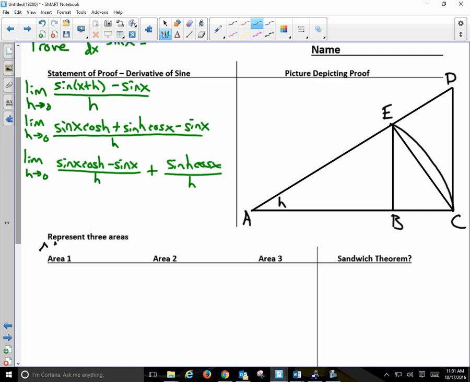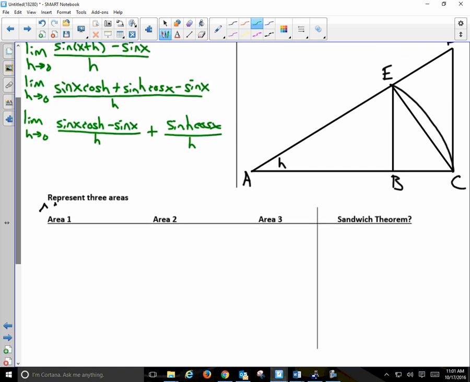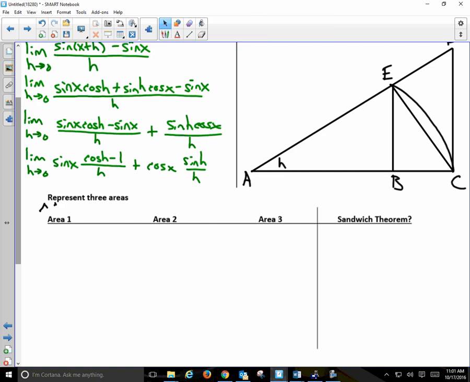Now I'm going to do one more thing. What can I factor out of the first one? I'll have sine of x in front, and on top then I'll have cosine of h minus 1 all over h. And then I'm going to take a cosine of x out of the next one. I'll get sine of h over h. Yeah, I know. I always think of that too. Makes me happy.